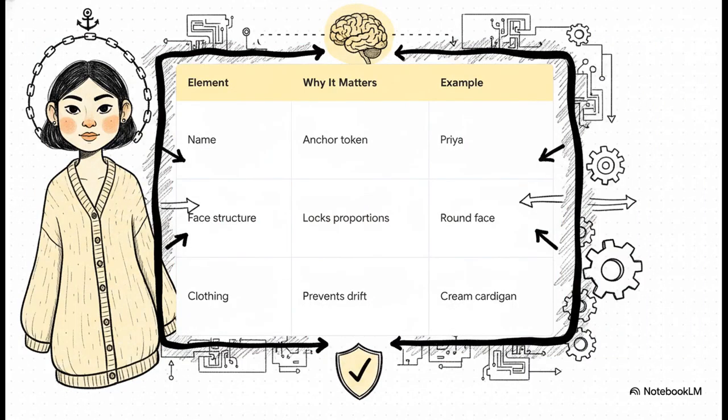Let's break down this anatomy a bit more, because every element has a distinct job. Naming your character Priya creates a totally unique anchor token in the AI's brain. Describing her face structure as having a round face, soft cheekbones, locks in her physical proportions so her jaw doesn't randomly morph. And describing her oversized cream knit cardigan stops the random wardrobe changes.